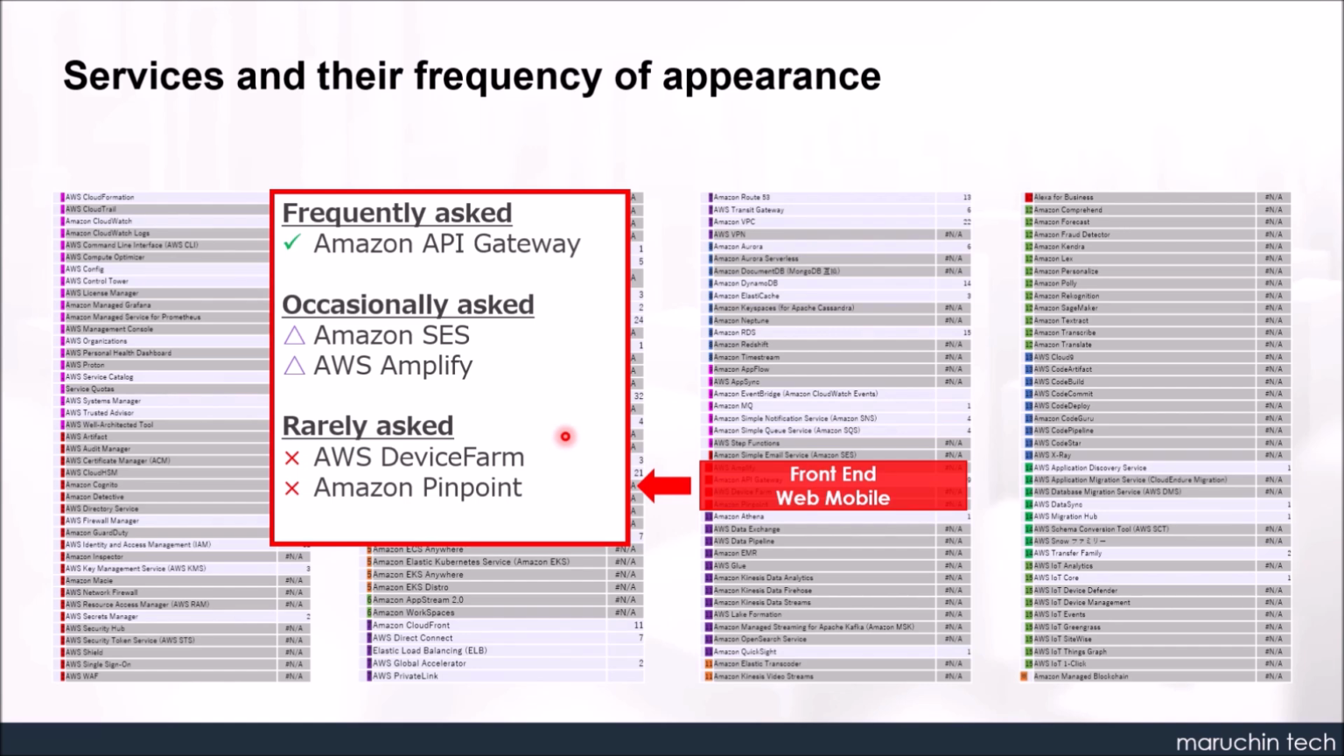In the front-end and web mobile category, API Gateway frequently appears. API Gateway is often tested integrated with Lambda functions. Additionally, features such as usage plans and API keys are also commonly tested, so it's important to understand these detailed features as well.